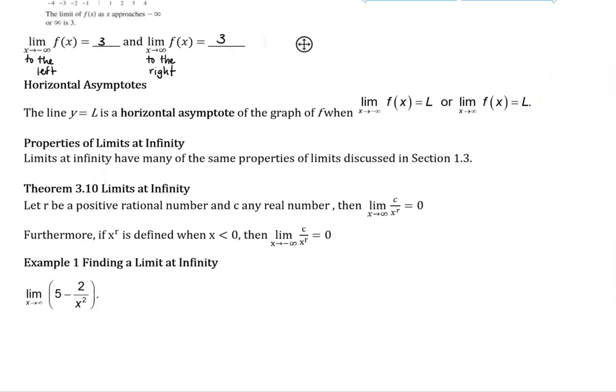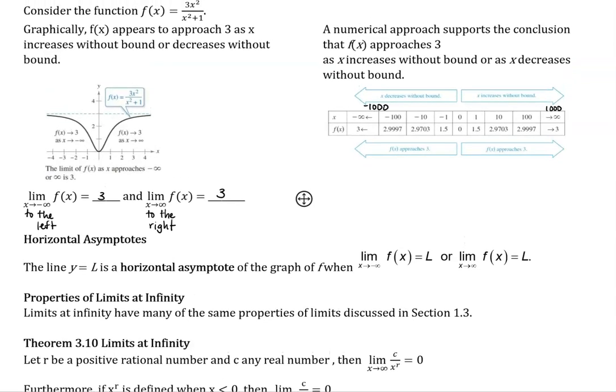So a quick example of that, looking back up here, we saw that for this rational function, f of x is equal to 3x squared over x squared plus 1, both the limit as x approached negative infinity and the limit as x approached positive infinity were equal to 3. According to this definition, we could then say that this function f of x has a horizontal asymptote of y is equal to 3.